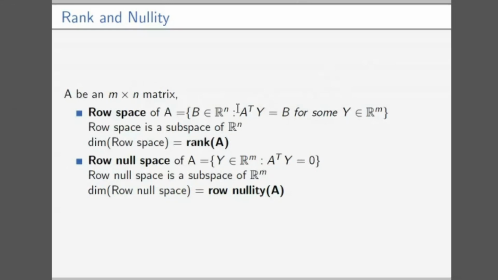The row space of A is defined to be the collection of all vectors in R^n such that each is the image of some y under A transpose. The row space is a subspace of R^n, and the dimension of the row space is also the rank of A. That is, the dimension of the row space or column space, both are the rank of A.